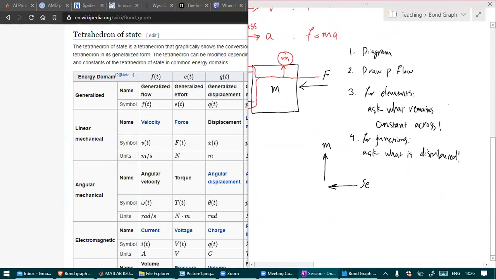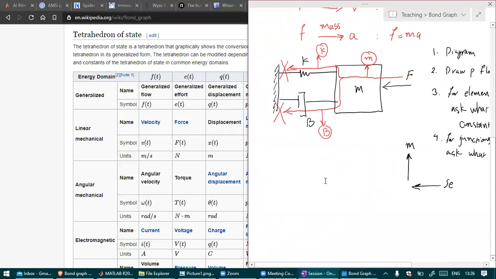The force. So F and velocity again. F and velocity. So I actually agreed with you just before, but it's not. Actually, before and after the mass, the displacement, the velocity remains the same.